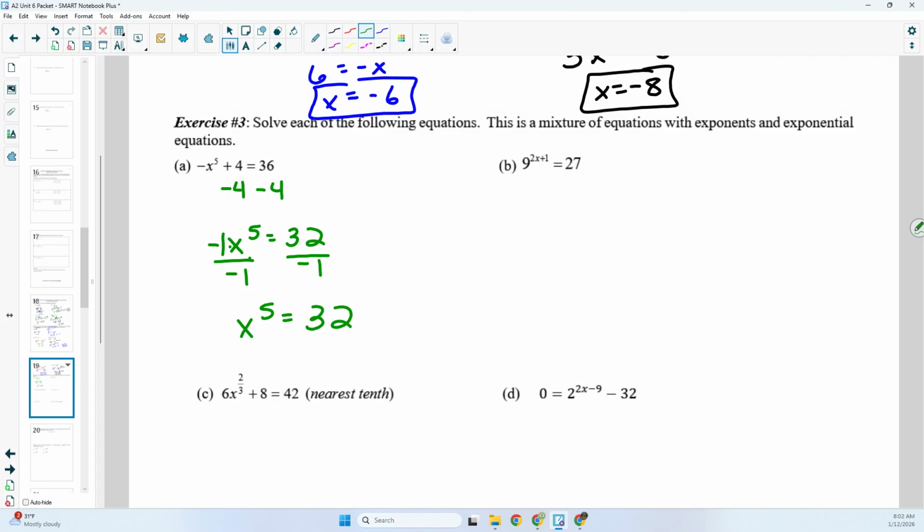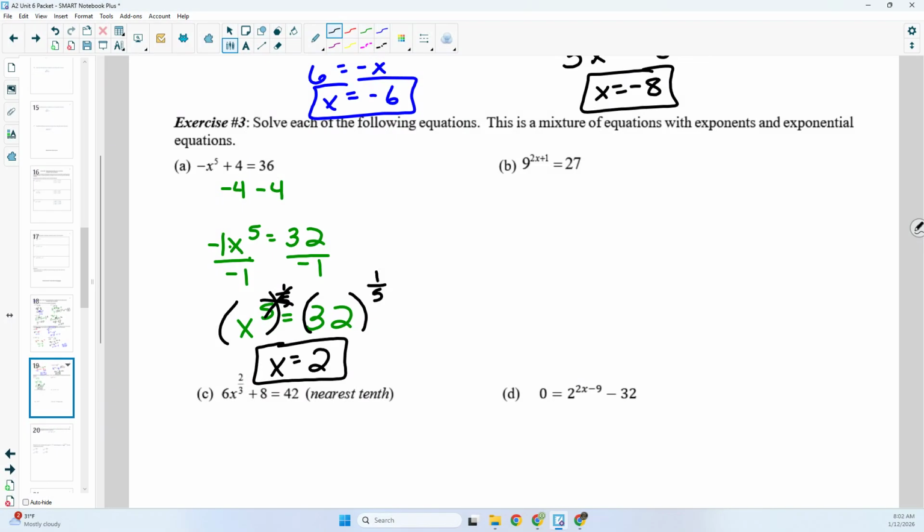So this is an equation with an exponent because I have a 5 in the exponent. Since it's an integer exponent, I could just think about using the 5th root, but I'm going to use the method we've used. We're going to use the 1/5 power, which is also the 5th root. So the 5th root of 32 is 2.